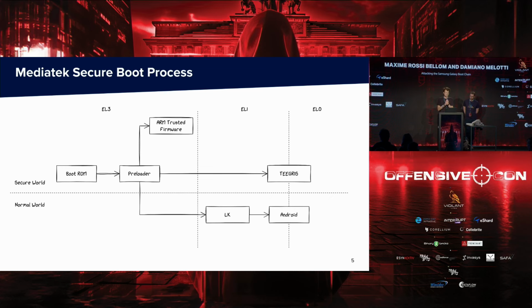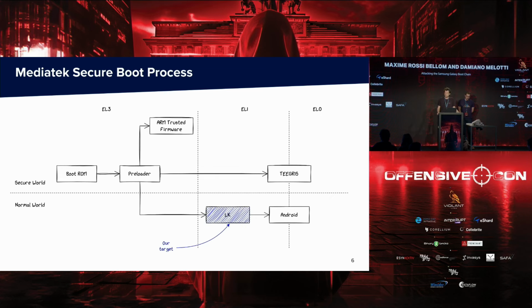preloader is then giving execution to three different components. We have here on top the secure monitor that is inspired from the ARM Trusted Firmware. This is going to stay in execution even after boot, and is the most privileged component that we have in the whole OS. Then we have the Tigris trusted execution OS. This has both a kernel and a userland with the trusted applications. And then we have little kernel, which is the main bootloader for the Android OS that will in turn boot Android, both kernel and userland.